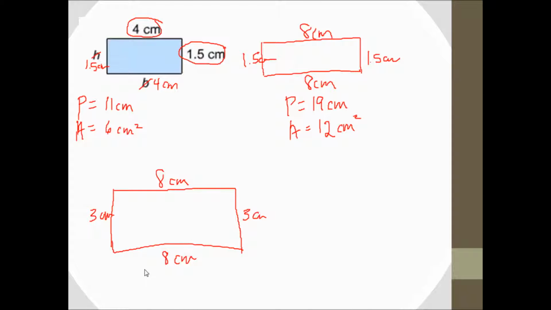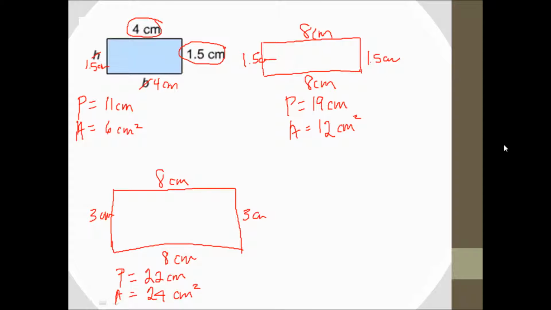So I need to find the perimeter and area of this figure. So the perimeter, 8 and 8 is 16. 16 plus 6 is 22. And the area, 8 times 3 is 24 square centimeters.